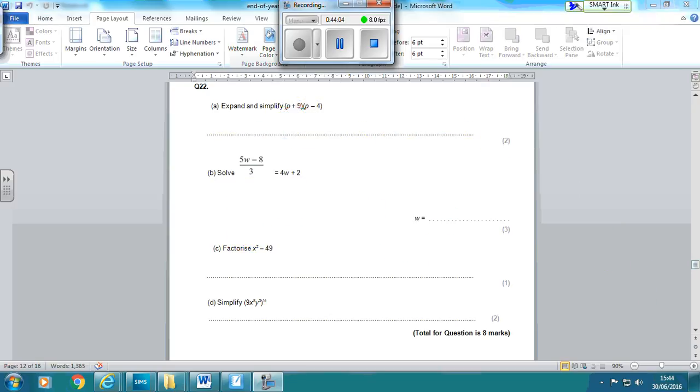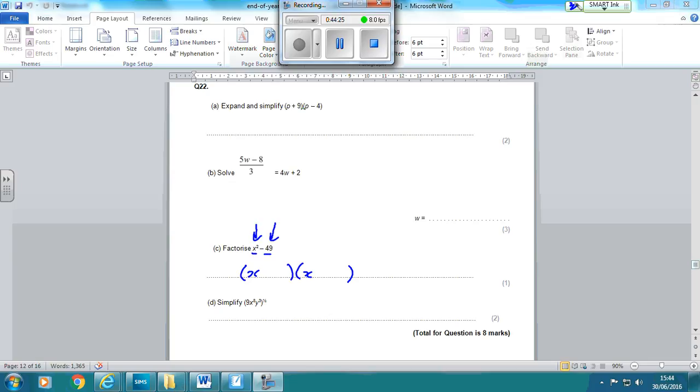Now, next one is factorise. So this, again, is a factorise question, so it means put it into brackets. Now, this looks like it should be 1 bracket, but it's actually 2 brackets, because there's no number that goes into this one that's also into this one, and there's no letter that goes into both of them. But what you notice about this, this is x times x, and this is 7 times 7.